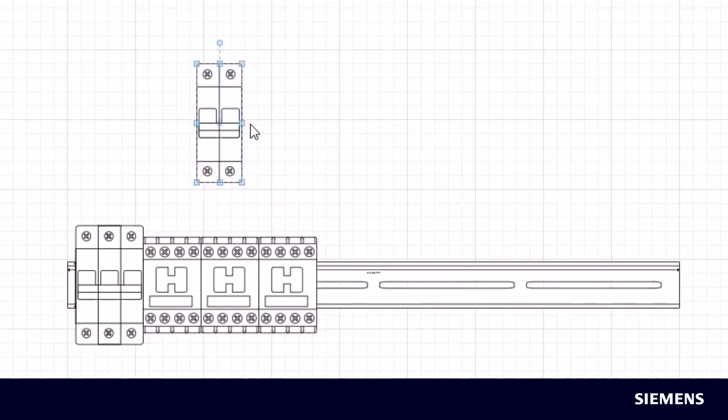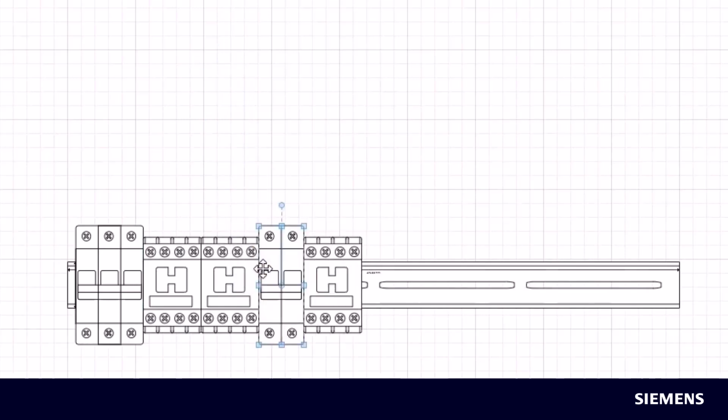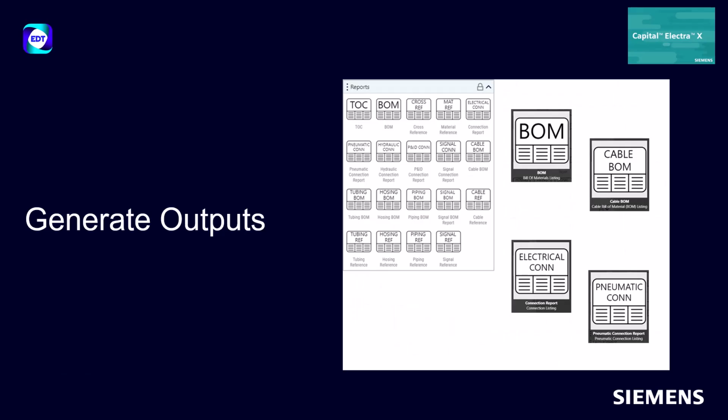If you drag a symbol off the rail, Capital ELECTRA X will automatically rearrange your symbols. Alternatively, you can also drag a symbol in between other symbols and Capital ELECTRA X will understand that you wanted to insert a symbol. Next, let's discover the power of report generation in Capital ELECTRA X.